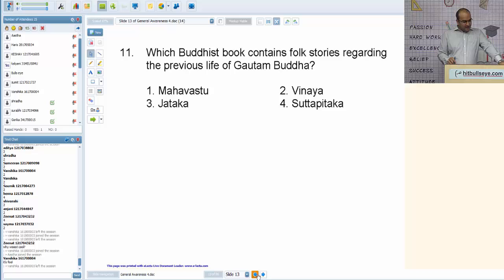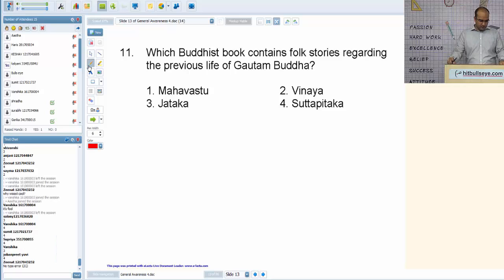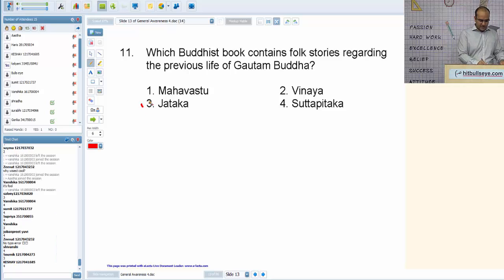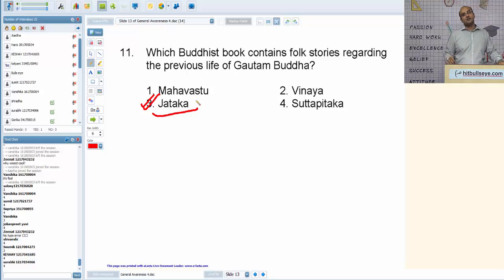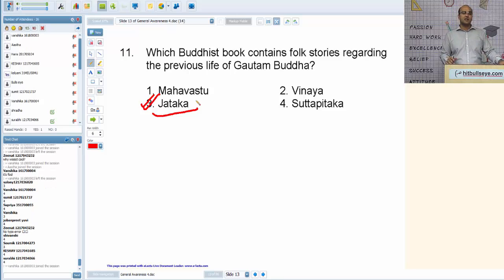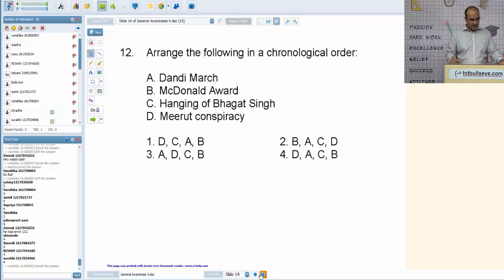Okay, so which Buddhist book contains folk stories regarding the previous lives of Gautam Buddha? Again, a fairly simple question. The Jataka tales contain stories of Gautam Buddha. They imbibe some moral lessons as well, of course, and according to these books, Buddha had taken birth over 500 times.